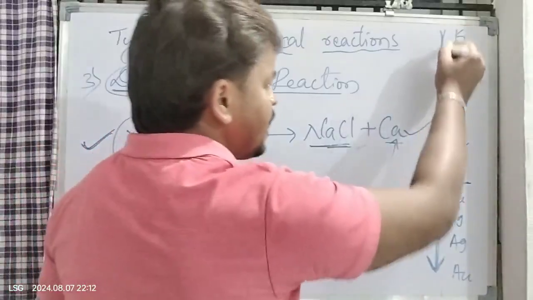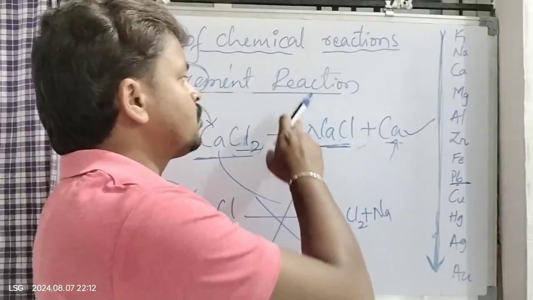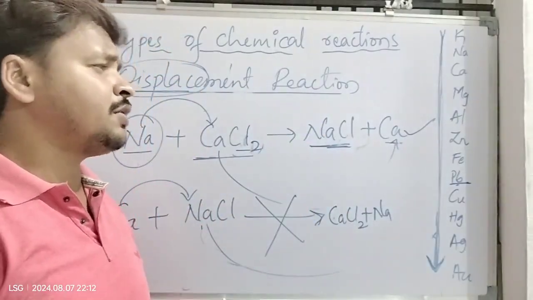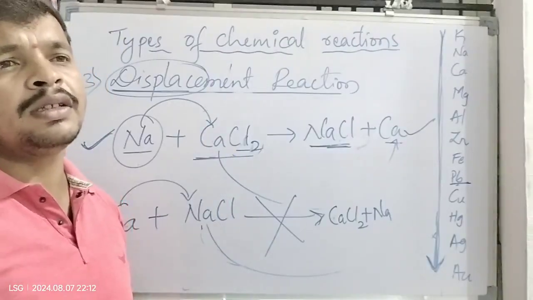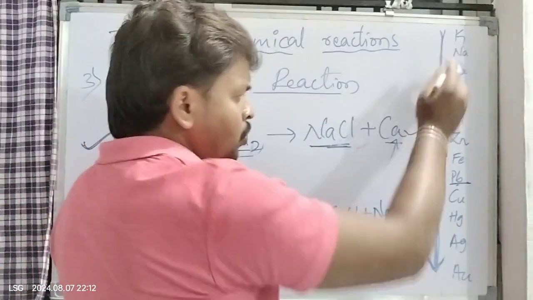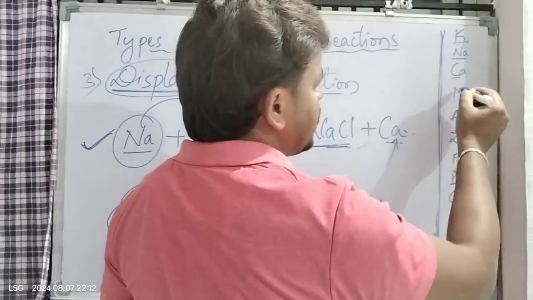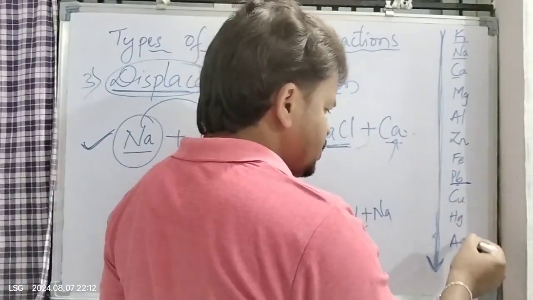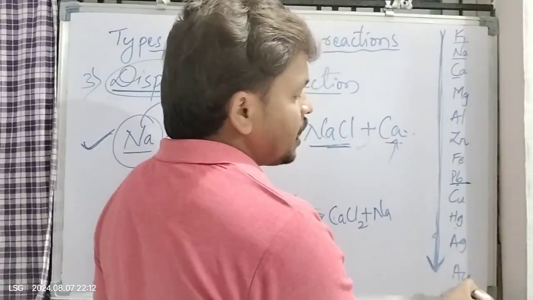See, this is the reactivity series. This reactivity series must be known to study displacement. We can check whether a reaction is a good example of displacement or not. How to remember it? First is potassium, then sodium, then calcium, magnesium, aluminium, zinc, iron, lead, copper, Hg mercury, then silver, then gold at last.